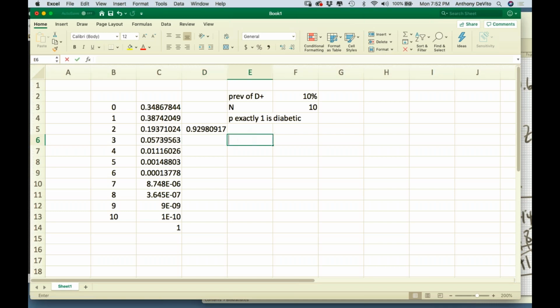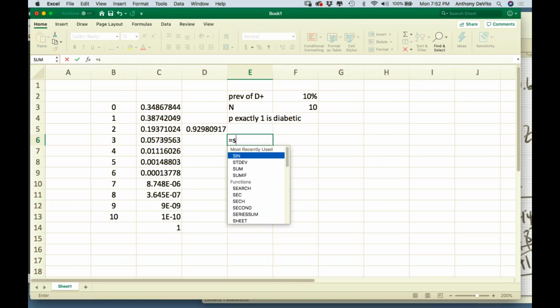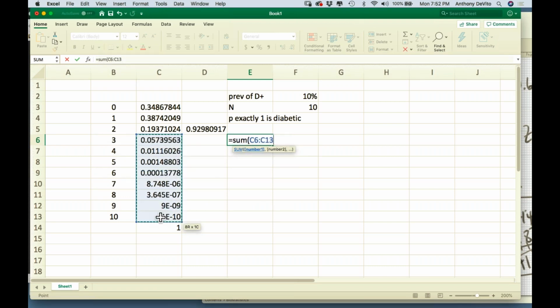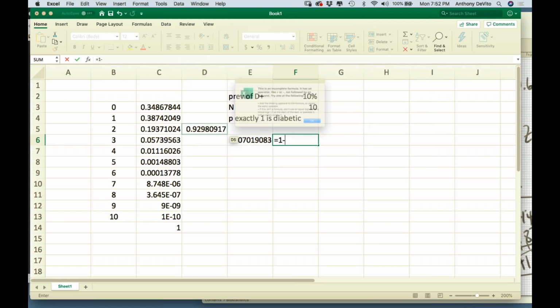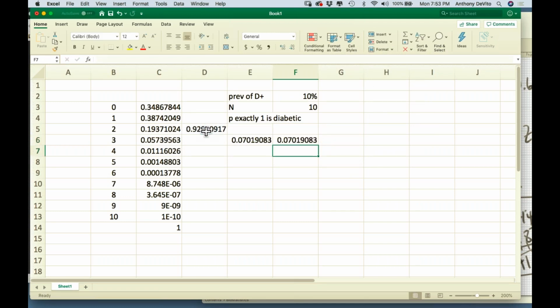What's the probability of getting 3 or more diabetics? Well, there are 2 ways I can do that. One is to just take the sum of all of the possibilities that give me 3 or more. And that's 7%. Or I could have just said that that's equal to 1 minus the probability for 2, 0, and 1. Oops. 1 minus this value gives me the same thing as the formula gave me here.